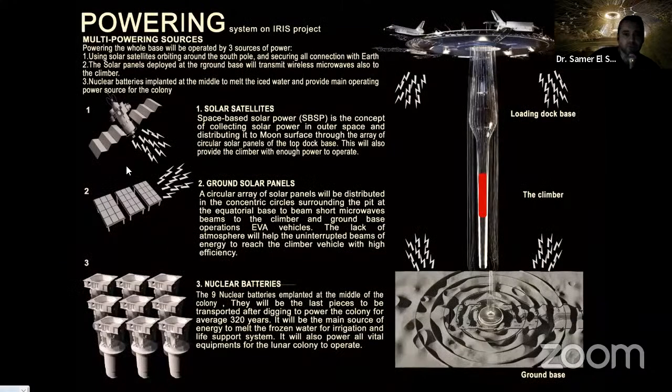The first one is the solar satellites, and then there are the ground solar panels, and the last thing is the nuclear batteries, 9 different nuclear batteries that will be powering the climber or the vehicle that will be connecting the orbital space station 96,000 kilometers from the lunar surface.